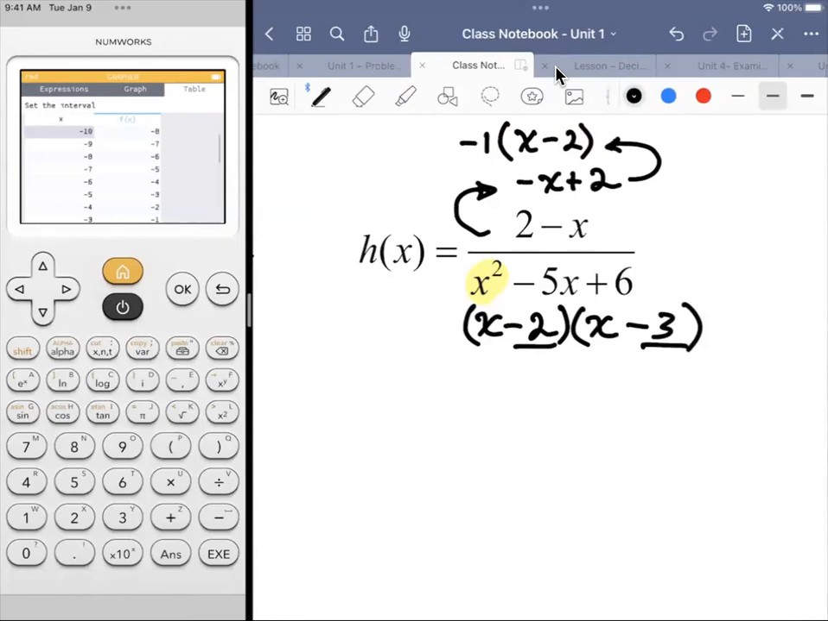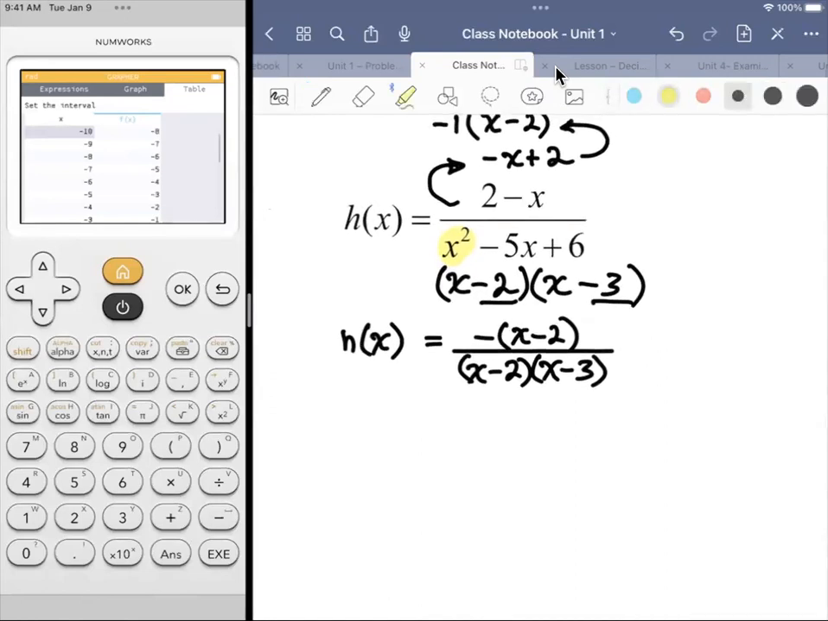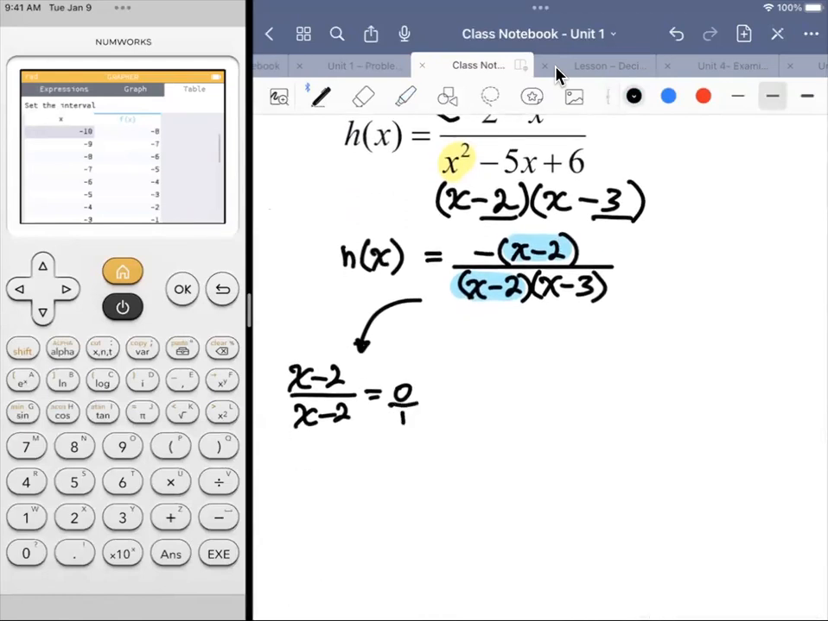So I'm going to rewrite it just to make it look a little bit nicer. Up top, negative paren x minus 2. On the bottom, x minus 2, x minus 3. And again, because we have a common factor, I'll use the blue here. We're going to extract it. x minus 2 over x minus 2 equals 0. Cross multiply. So that 0 is thought of as 0 over 1. Cross multiply, get x minus 2 equals 0. And solve, x equals 2.